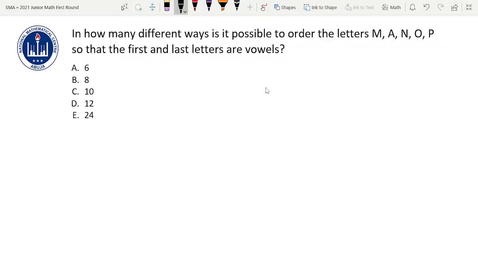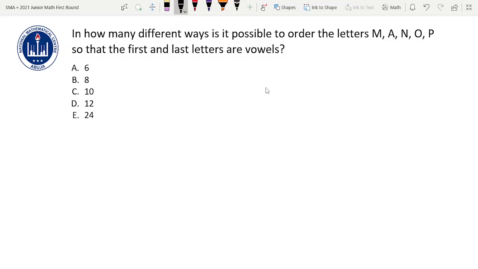In this video, we're going to solve question 42 of 2021 Junior Mathematics Olympiad first round. The question reads, in how many different ways is it possible to order the letters M, A, N, O, P such that the first and the last letters are vowels?